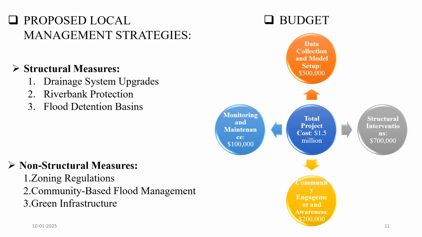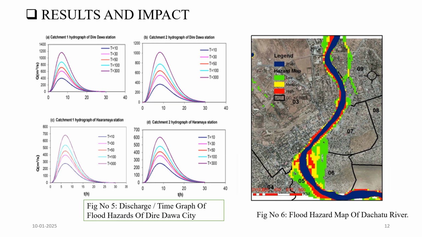In the $1.5 million, there are four things: data collection and model setup, $5 lakh; structural intervention, $7 lakh; community engagement and awareness, $2 lakh; monitoring and maintenance, $1 lakh. Result and impact of the Dairadava case study.